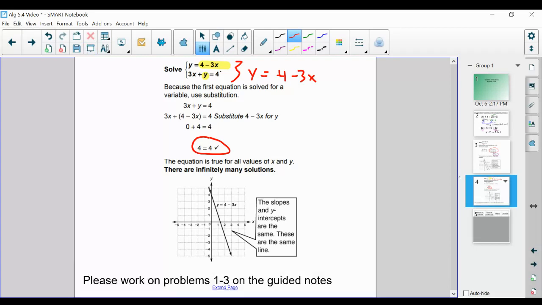Awesome. With this, please work on problems 1 through 3 on the guided notes and resume when you're ready to move on.